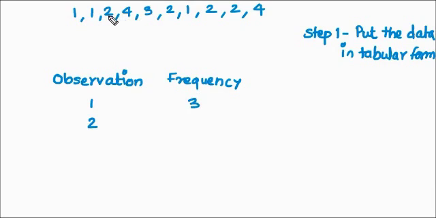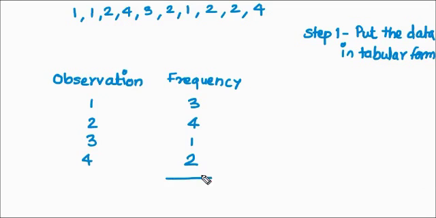Then observation 2, how many times is it occurring? Here 1, 2, 3, 4. 4 times it is occurring. Then observation 3 is occurring only 1 time. And then observation 4 is occurring 1 and 2 times. Is there any observation left? No. Now what we can do is we can cross check it.